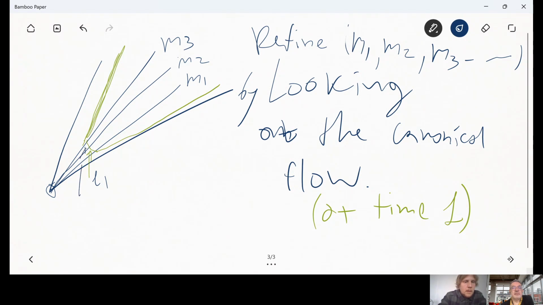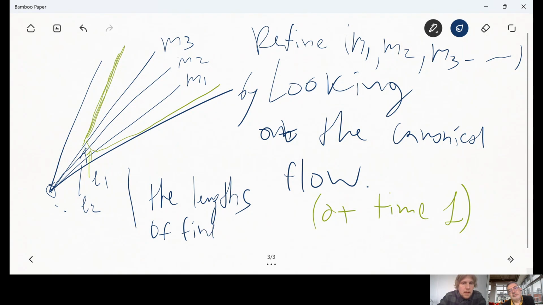L1, L2, etc. So these are the length of finite edges at time one. Okay.